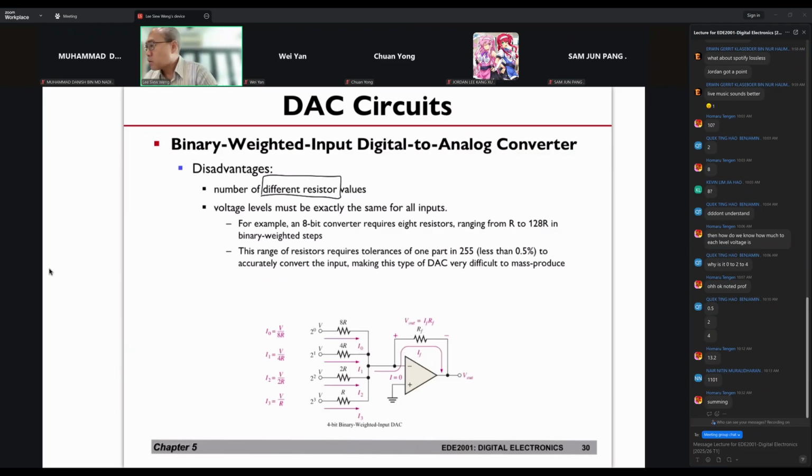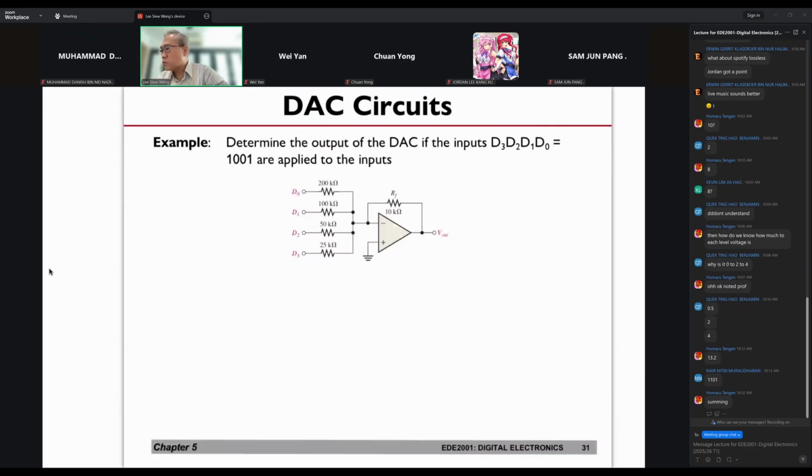Okay. So we're going to do one example here. I have a DAC here, and what is happening here is that the inputs is 1001 in that sequence. This is MSB. This is your LSB. So now question to all of you. Which one of these corresponds to the MSB? Which one corresponds to the MSB?